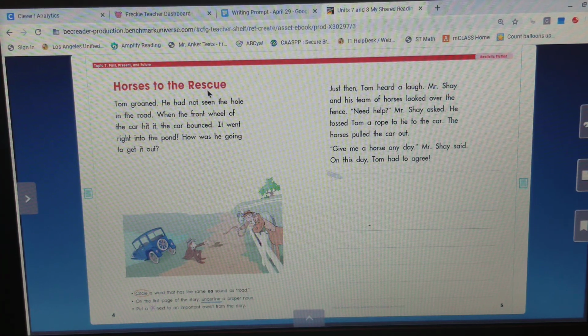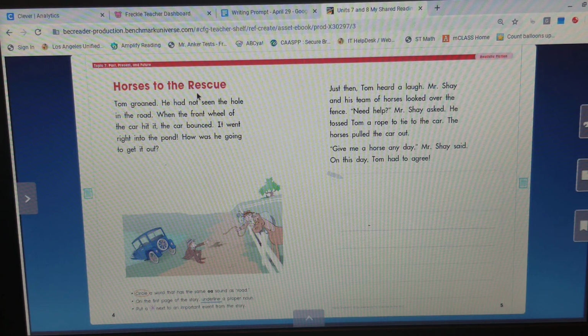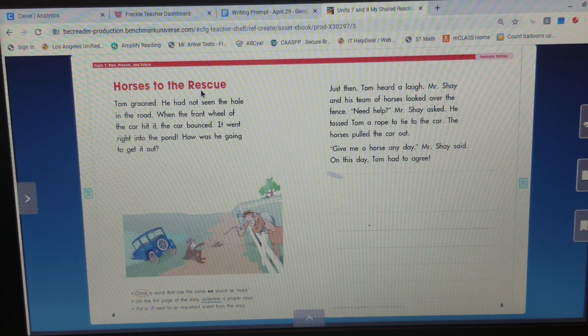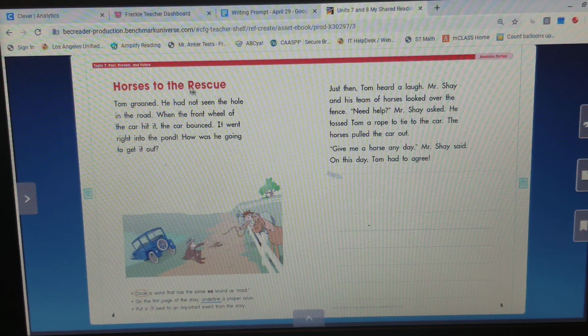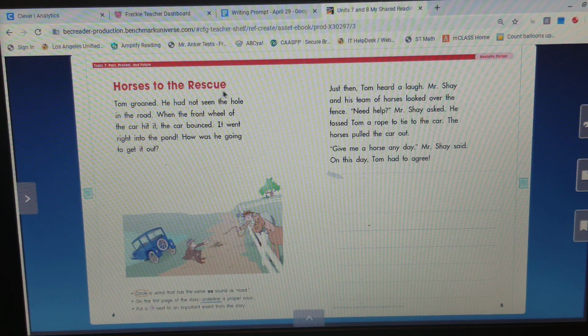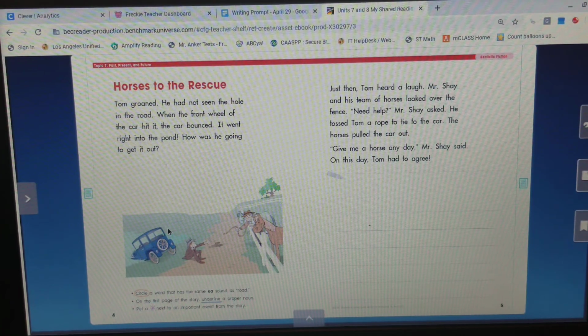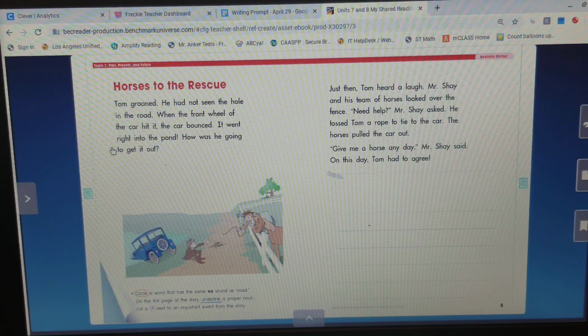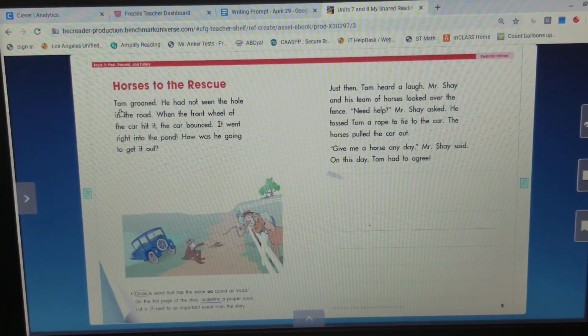I wonder how horses can rescue something. Rescue, meaning to help, especially if there's a dangerous situation. Horses rescued from something that's dangerous. I think I can kind of get the idea from the picture. Okay, let's take a look. Follow along as we read.